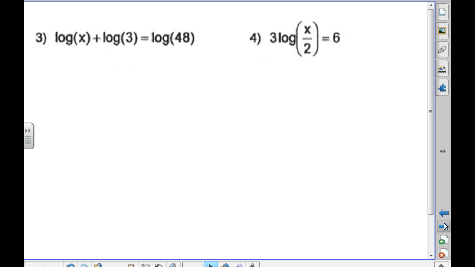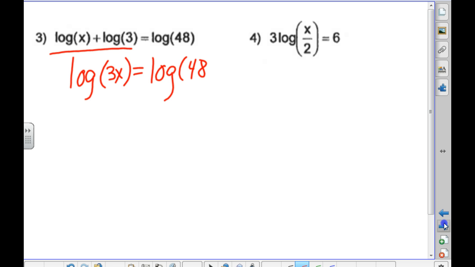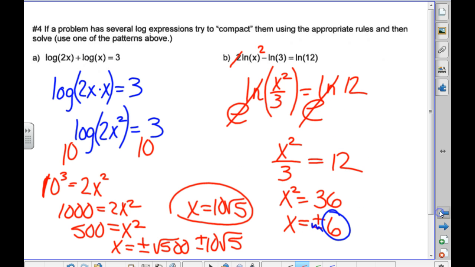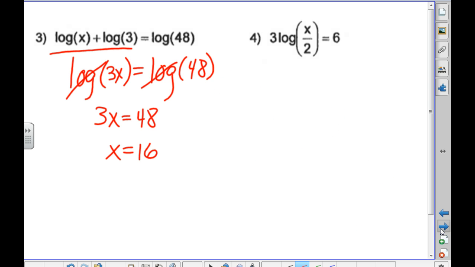What did you do here? This is a really basic one. Compress these two into what? And then we can get rid of the log on both sides. Remember, you can only get rid of the log on both sides if you're down to 1 log on both sides. I sometimes have students who want to just cross out all the logs here. Can't do that, okay? Watch me. Okay, you can, but you get it wrong.